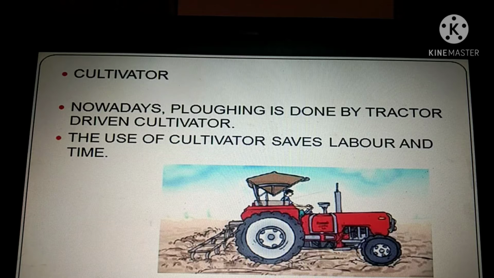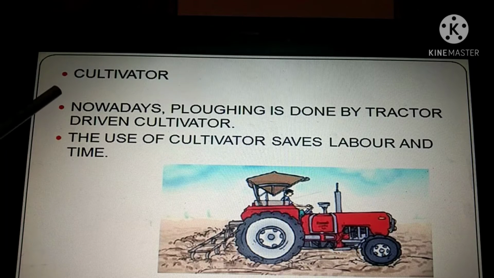Hello students, in the last slides we had studied about the agricultural implements, that is the plough and hoe, in detail. So now let us study about the third agricultural implement, that is a cultivator. Nowadays ploughing is done by tractor driven cultivator. The use of cultivator saves labor and time. So now this cultivator is much more useful.